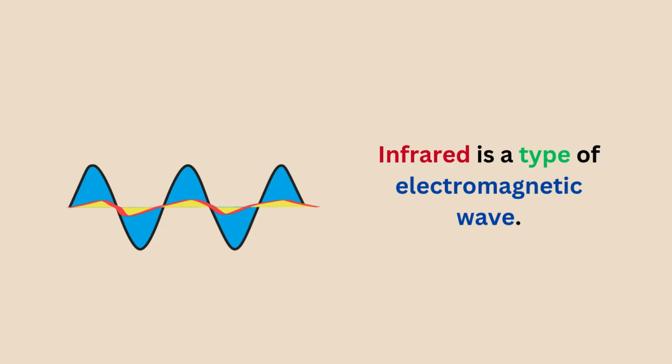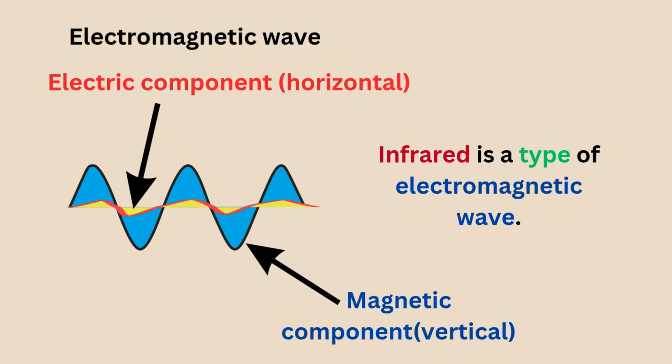Infrared is an electromagnetic wave, so it's a member of the electromagnetic spectrum. As an electromagnetic wave, it will have an electric and magnetic component. And as you can see in the diagram, the two are at 90 degrees to each other. Infrared is heat energy that is transferred as an electromagnetic wave, which means it can pass through a vacuum.